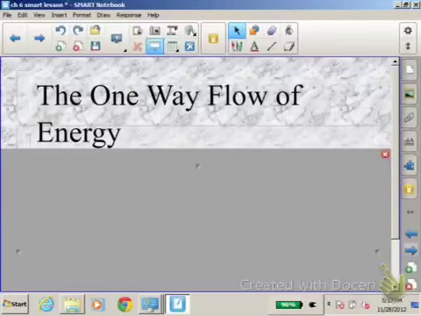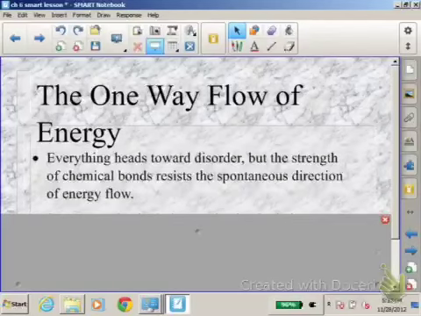Okay, let's talk about the one-way flow of energy. So far you should have answered through question 6. So the question is, what resists the spontaneous direction of energy flow? In other words, what in your body resists this tendency for things to head toward a state of disorder? So it says everything heads toward disorder, but the strength of chemical bonds in your body resists the spontaneous direction of energy flow. So although things naturally tend to head toward disorder, there are chemical bonds in all things that tend to resist the spontaneous direction of energy flow.